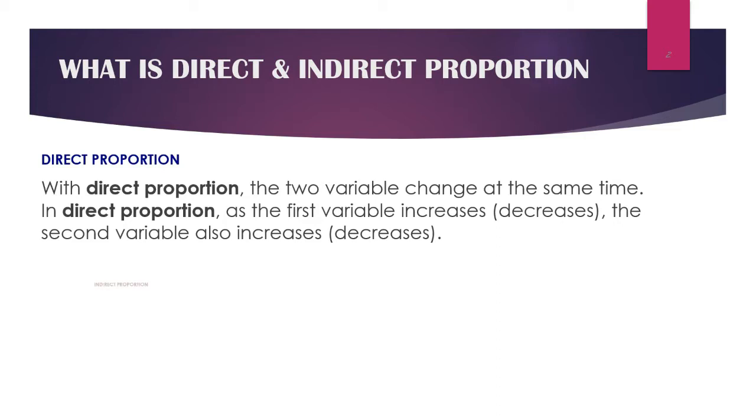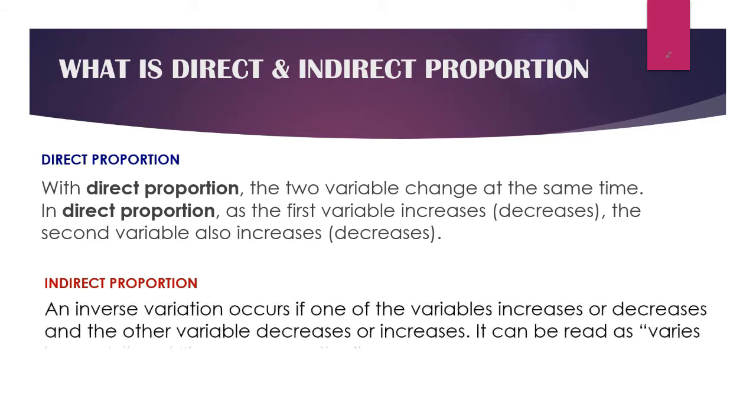Next, indirect proportion. An inverse variation occurs if one of the variables increases or decreases and the other variable decreases or increases. I can read it as varies inversely and inversely proportion. Students, what is the difference between direct proportion and indirect proportion?